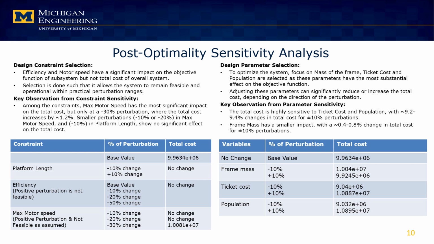We then looked at the parameters and varied the frame mass, ticket cost, and population by plus or minus 10%. We found that the total cost at the system level is highly sensitive to ticket cost and population, with 9.2 to 9.4% changes in total cost with the respective perturbations. The frame mass had a smaller impact though, with only 0.4 to 0.8% change in total cost. As a result, we know that in future analyses, close attention needs to be paid in accurate population and cost projections to ensure that accurate cost models are returned.